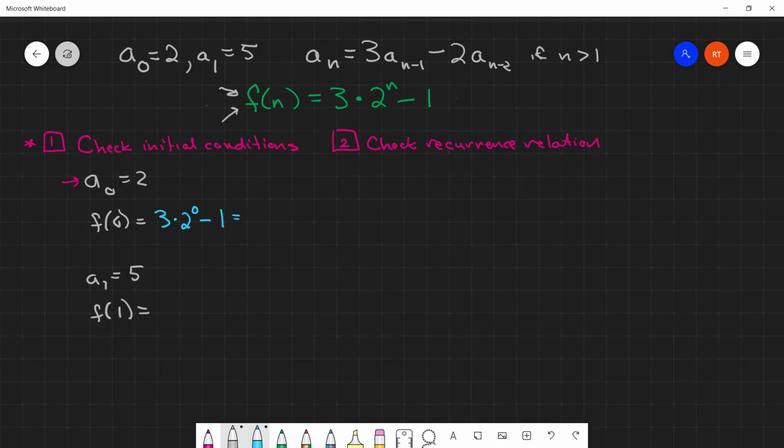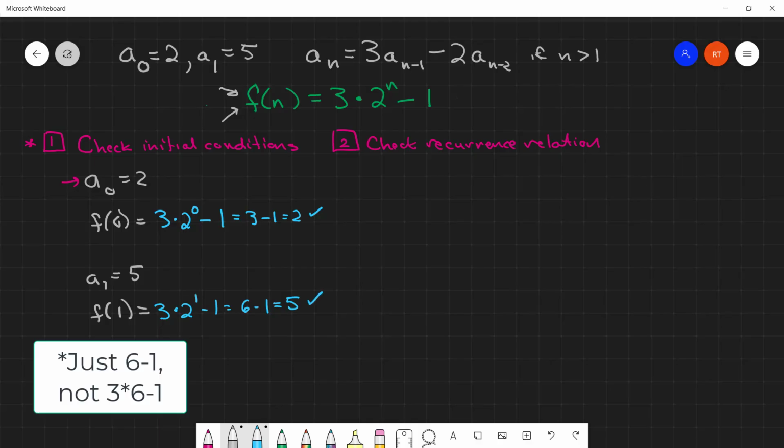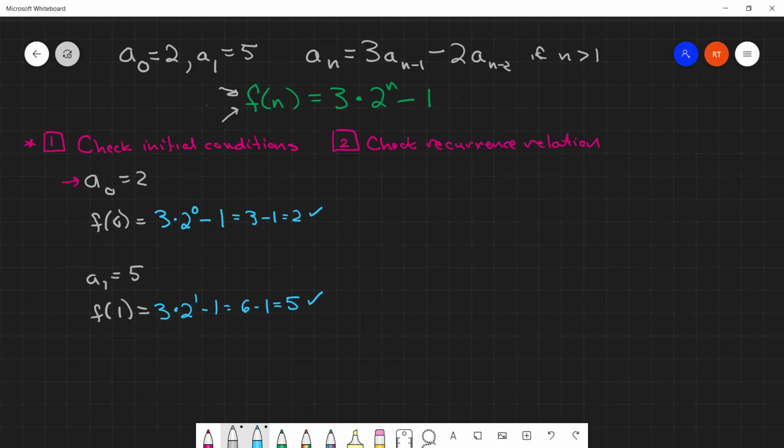And if I plug in n equals 0 to the formula, I get 3 times 2 to the 0 minus 1, which is 3 times 1 minus 1, which is 2. Likewise, n equals 1 should produce 5 because a1 equals 5. And if I plug in n equals 1 into my formula, I get 3 times 2 to the first minus 1, which is 3 times 2 minus 1, which is 5. So both initial conditions are satisfied.